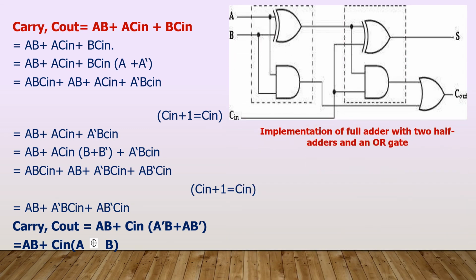Now we can draw the diagram, that is, we can implement the full adder by using two half adder circuits and one OR gate. So there are three inputs A, B, C in, and the outputs are sum and carry out. You can check the sum and carry out expressions with this diagram. So this is a very important question: implementation of full adder with two half adder circuits and one OR gate.